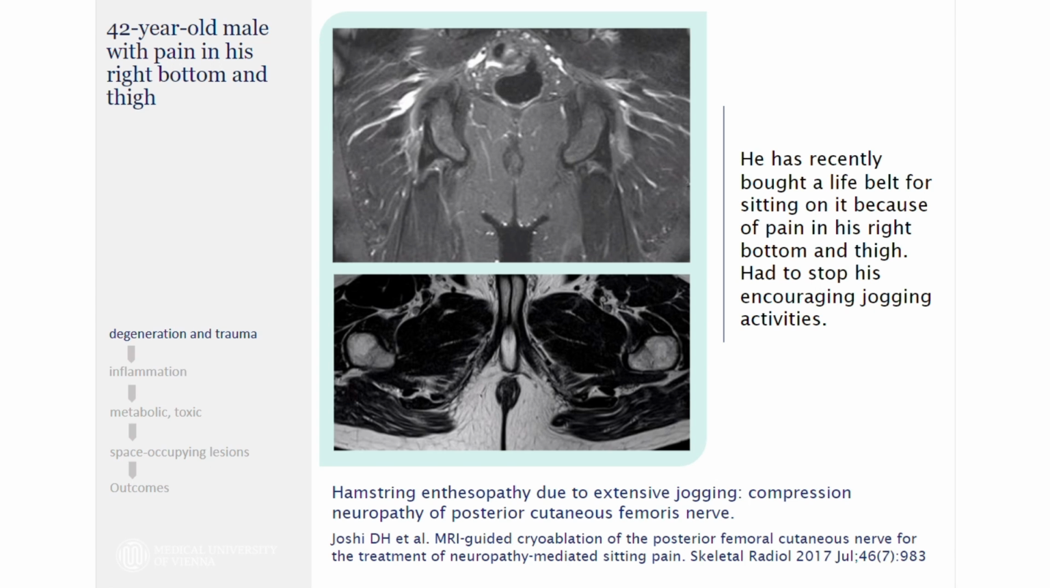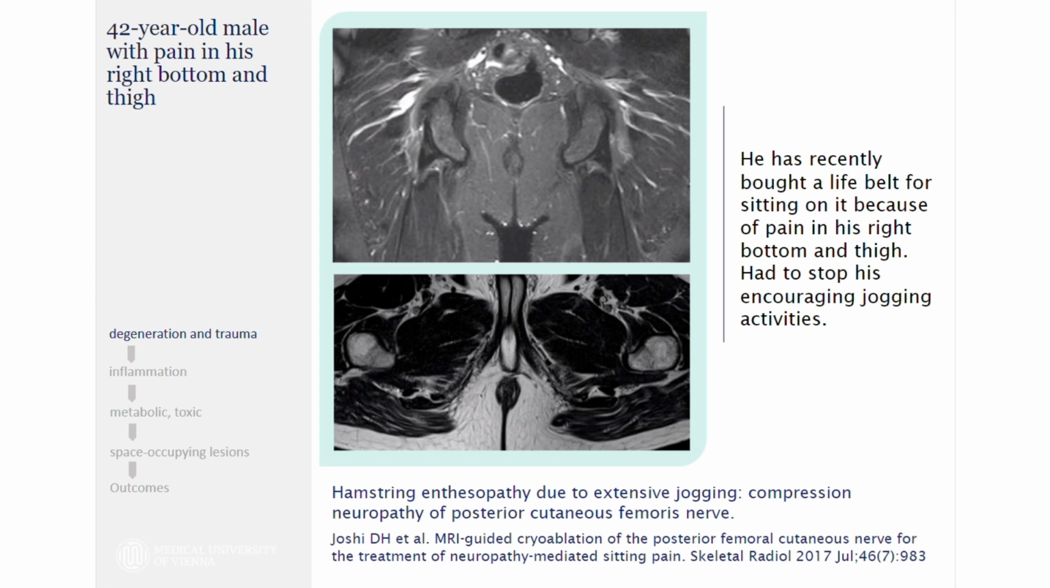And he wanted me to do MRI of that region. And I told him the diagnosis at the telephone. What do you think is that? It's a typical example of hamstring enthesiopathy, and with involvement of the posterior cutaneous femoral nerve. Do you know this nerve? It is one of the smaller nerves in the lumbosacral plexus, a very small one.